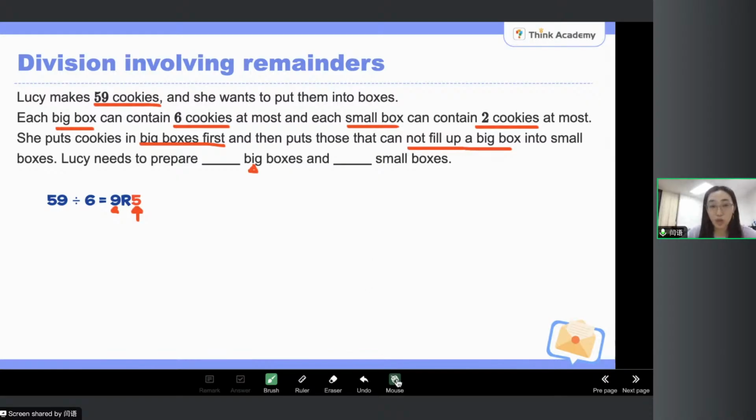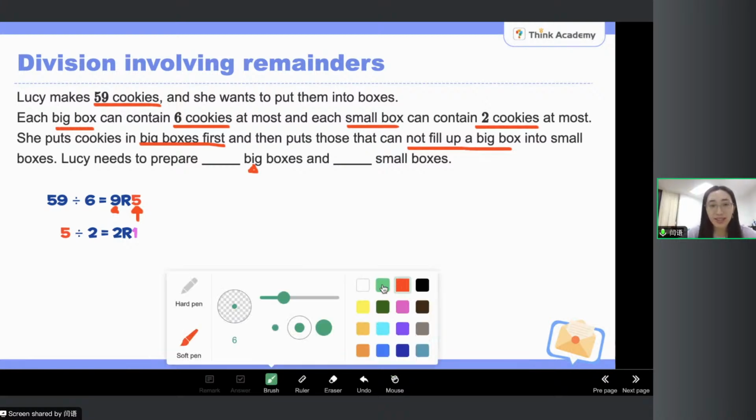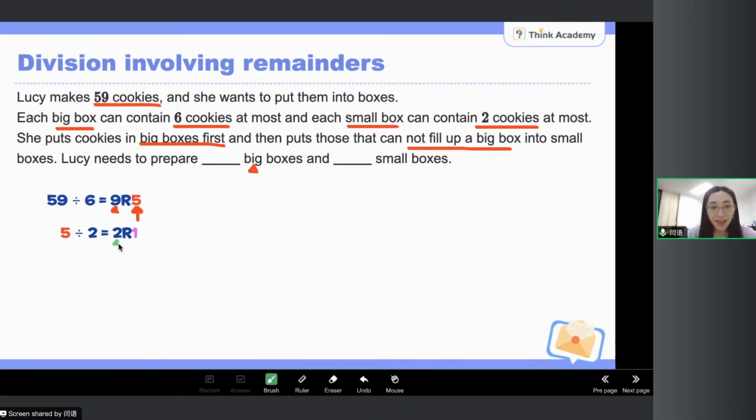So what should we do? For these 5 remaining cookies, we need to turn them into small boxes. Following this, we have 5 divided by 2, which is 2, remainder 1. Again, what is the meaning of 2? Is it only for 2 small boxes? Then what about the last one? You still have 1 remaining cookie, right? So what should we do? You need to make sure that every cookie can be put into boxes. So how many small boxes do we need? Correct. It should be 3 small boxes, okay?